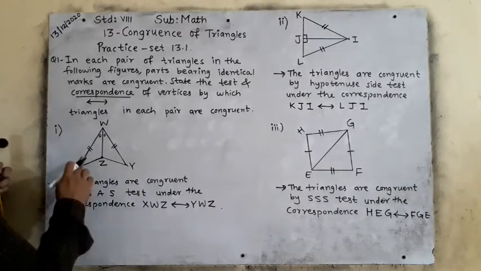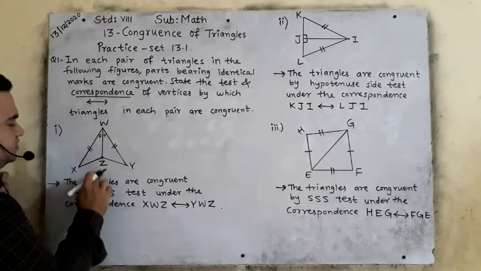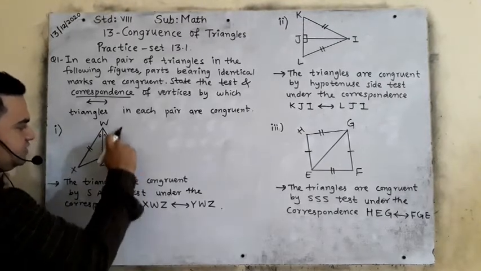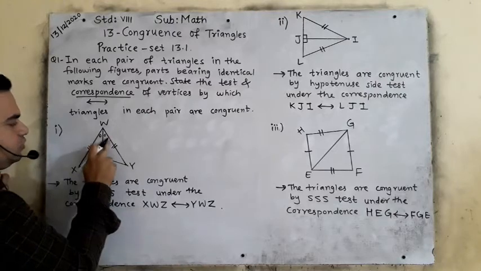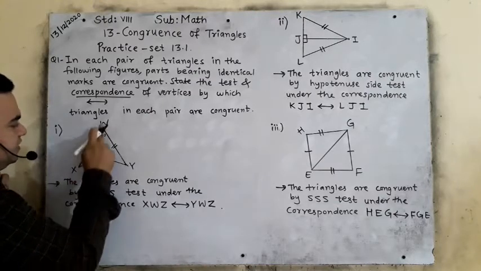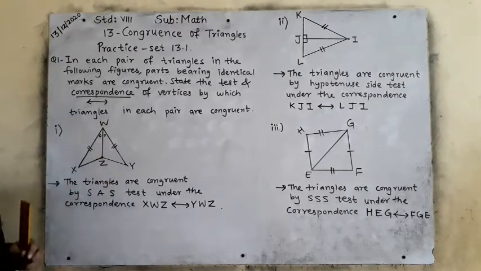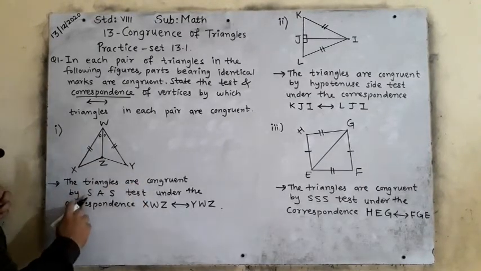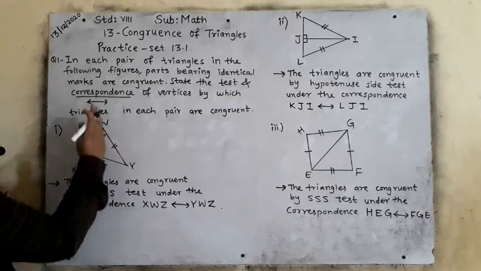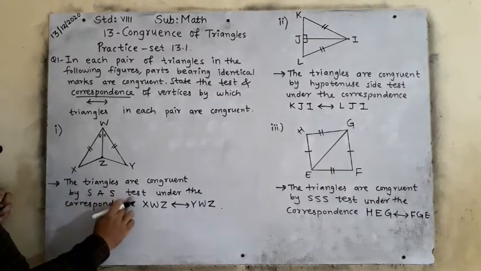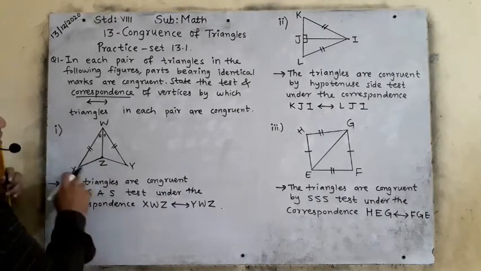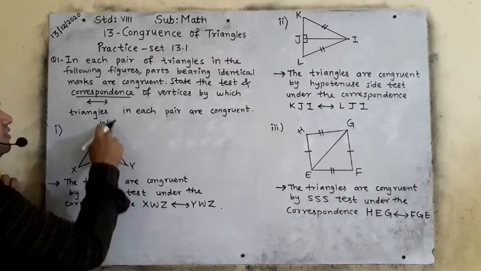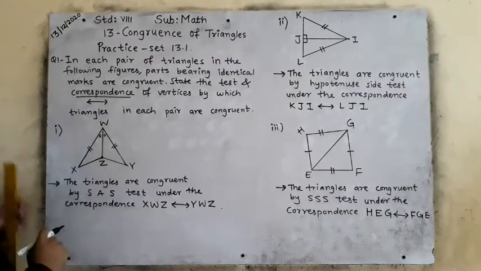So this is how we will write that. XW is one side, congruent to YW, one side. Angle W is congruent to angle W. So side, angle, and this WZ side is a common side. So we will write the triangles are congruent by side, angle, side test under the correspondence XWZ. Then you will start from here, YWZ. Is it clear?